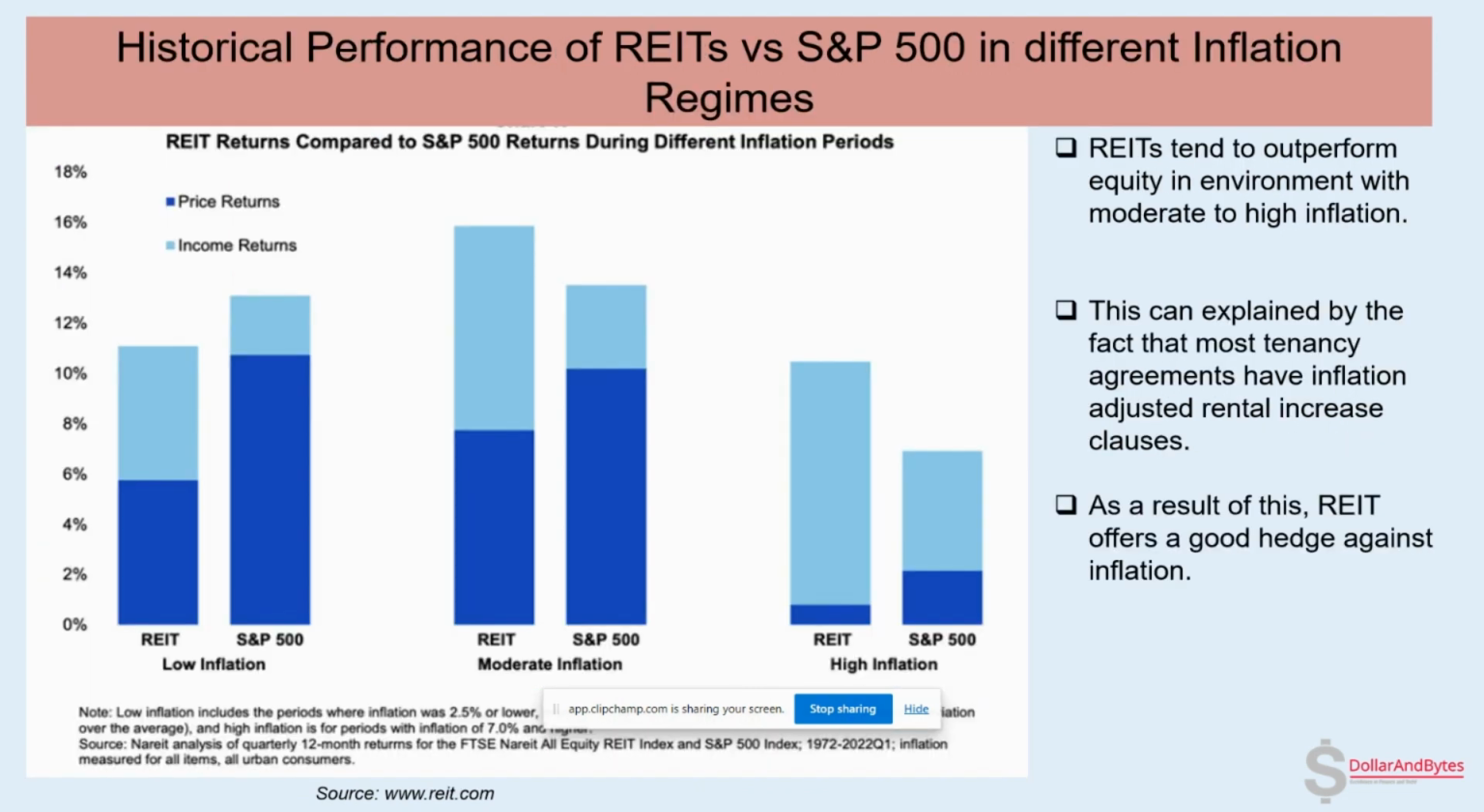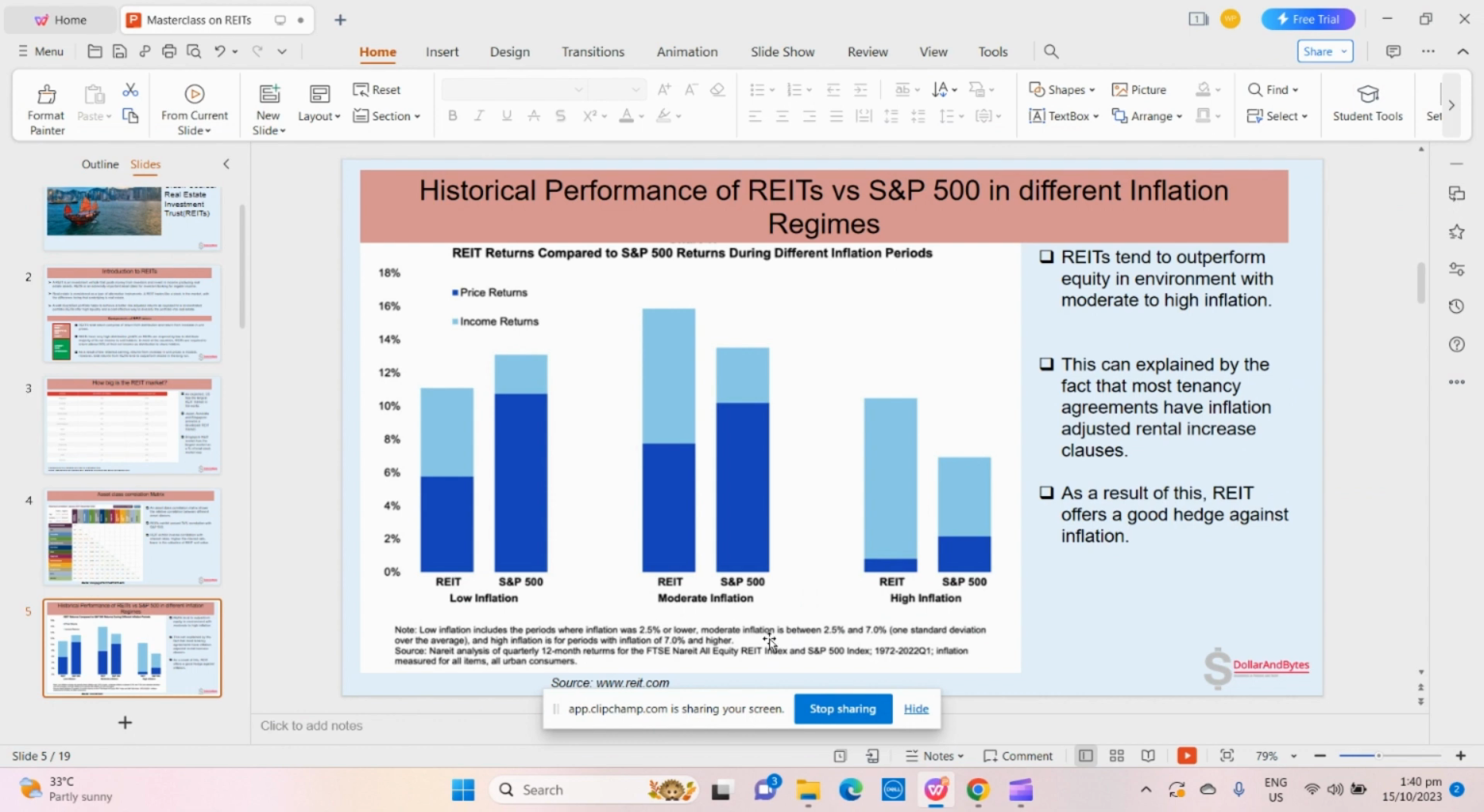In this module, we'll look at the historical performance of REITs versus the S&P 500 in different inflation regimes. This chart categorizes three different inflation periods: low inflation, moderate inflation, and high inflation. Low inflation is categorized as 2.5% or lower, moderate inflation as 2.5% to 7%, and high inflation as 7% and higher.